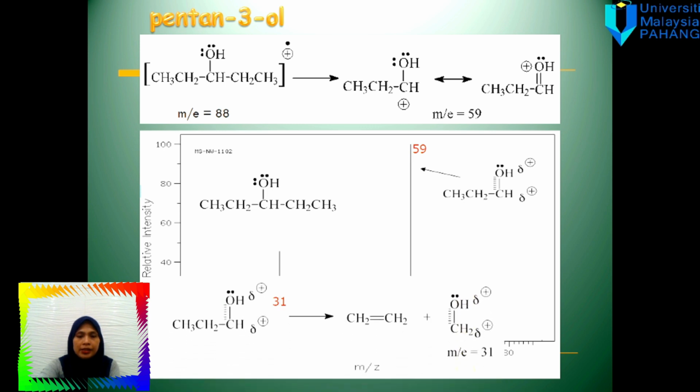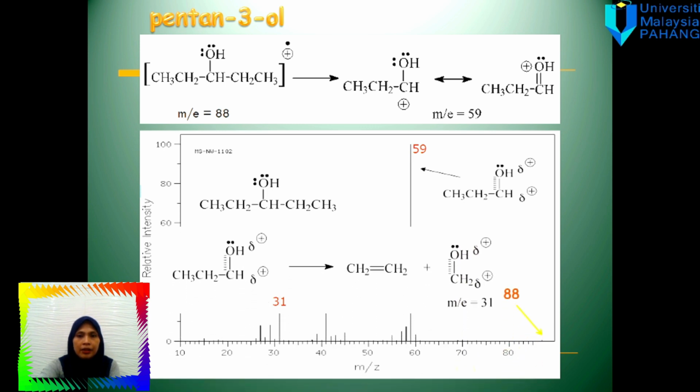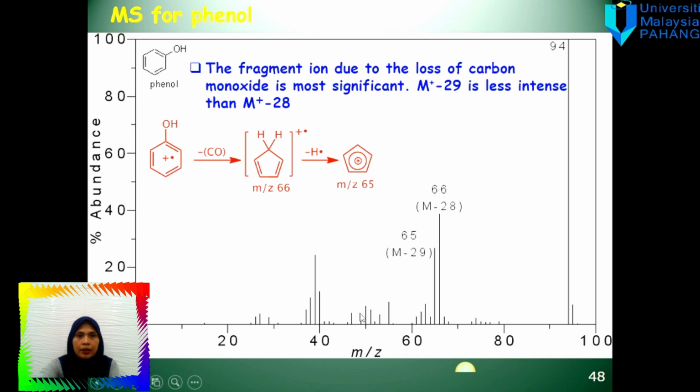So next example. This peak is 88. The molecular weight is 88, and then this peak is this cation, and peak 31 is this part. Oh, half of this one has been lost. Next, for phenol, the same. The fragment is due to the loss of carbon monoxide. It will lose carbon monoxide, and M minus 29 is less intense than M minus 28.